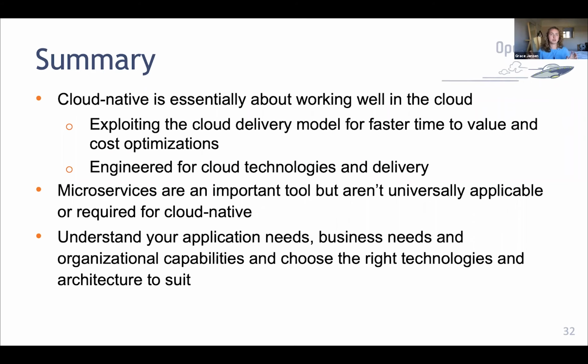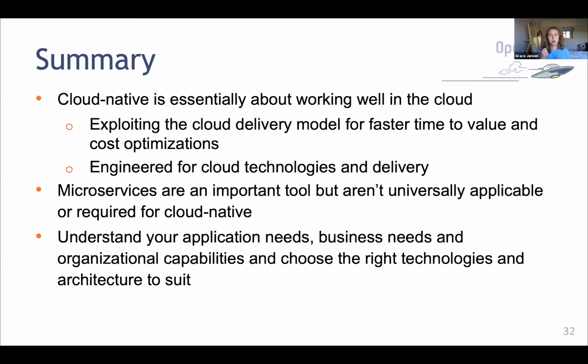Okay, I bashed a bit during this presentation on microservices, and I do apologize for that, but it was just to get the point across. But microservices are still an important tool. They just aren't universally applicable or, importantly, required for cloud native. So don't just take this presentation and go, oh, well, I can't use microservices. Consider them, but do just consider them. Don't automatically jump to them. Think about what's best suited for your own application and know that regardless of what application architecture you choose, you can still be cloud native.